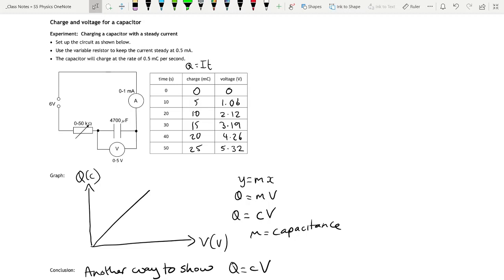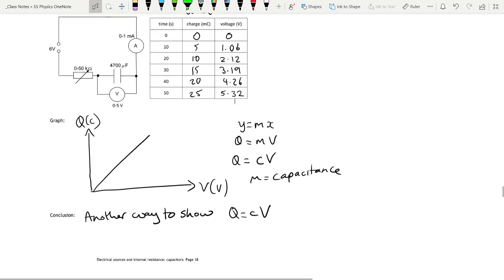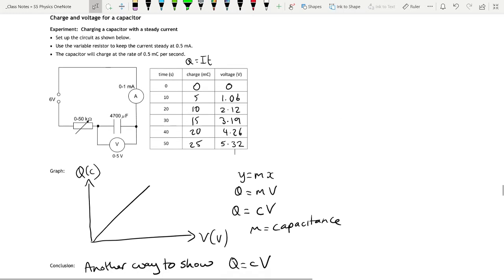So what I've done is I've scooted down to page 18 of your booklets because this is another experiment to show that Q equals CV. To do this experiment, you set up a circuit with a capacitor, a 6-volt battery, and a variable resistor.